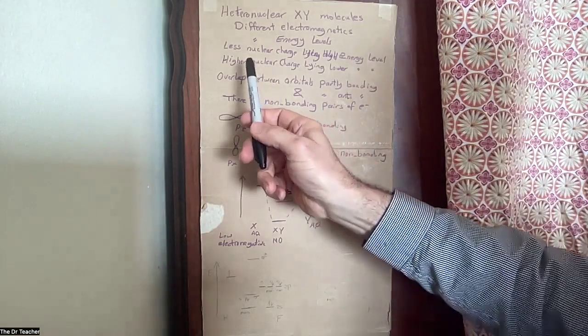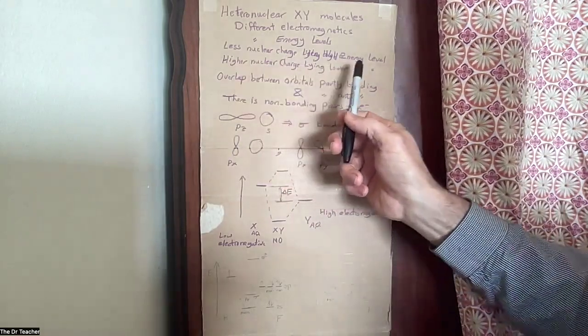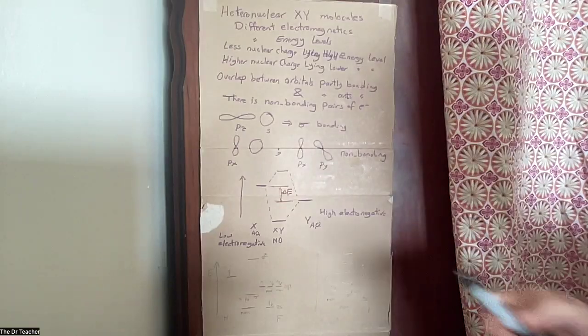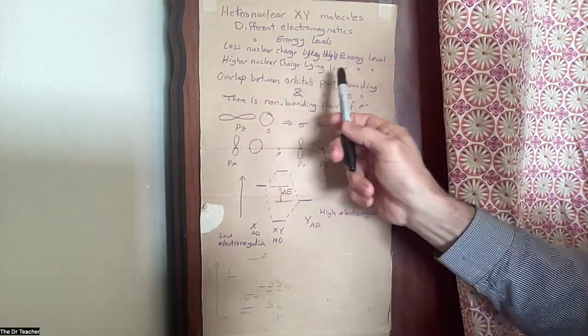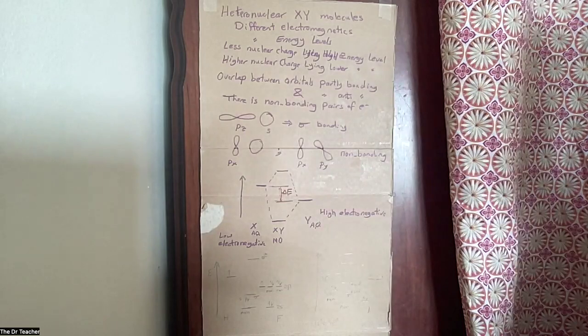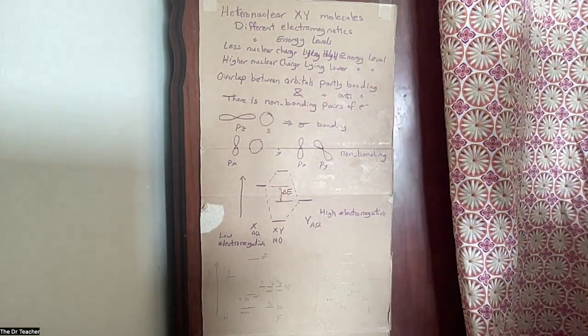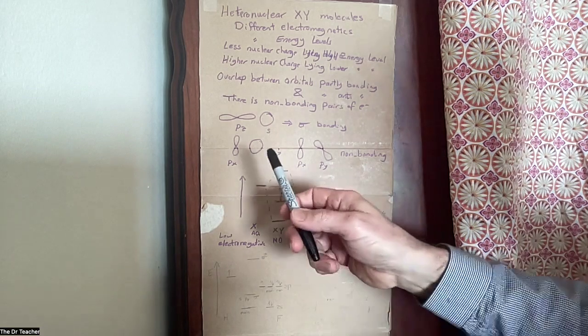There is a fact: less nuclear charge lies higher in energy level, and the higher nuclear charge lies lower at the energy levels. So whichever has higher electronegativity will go lower on the interaction diagram, and vice versa.